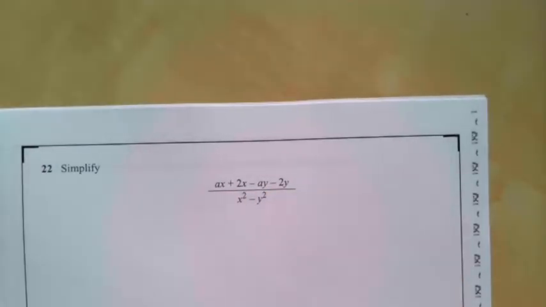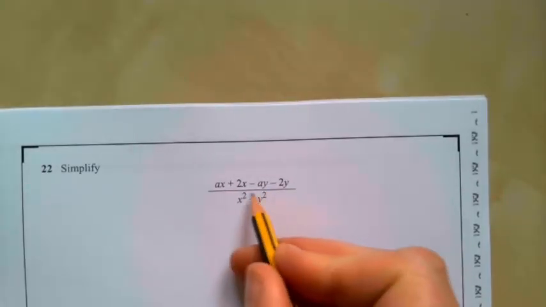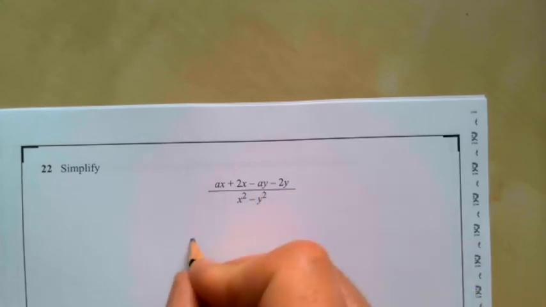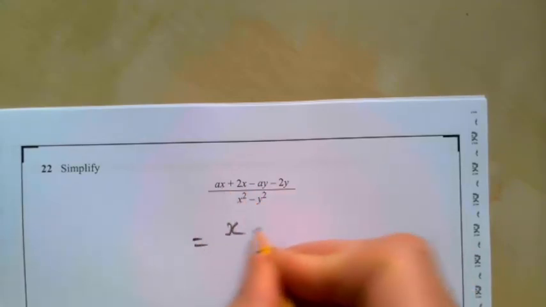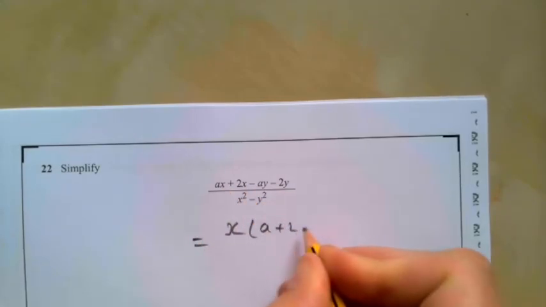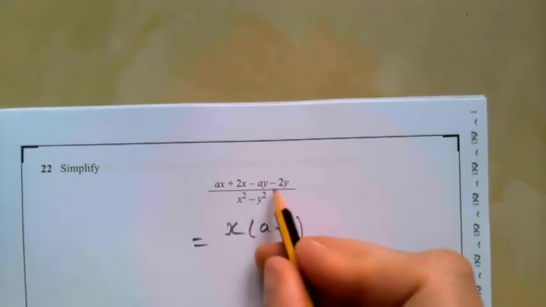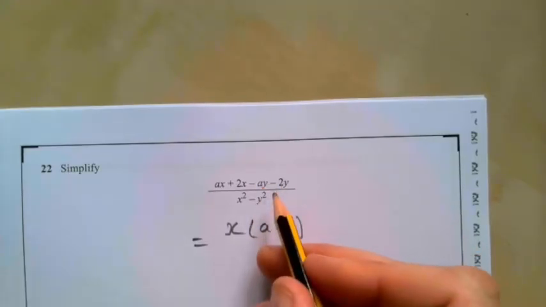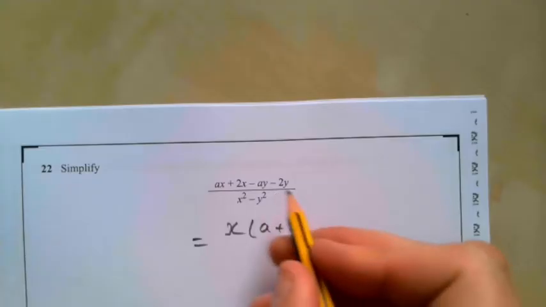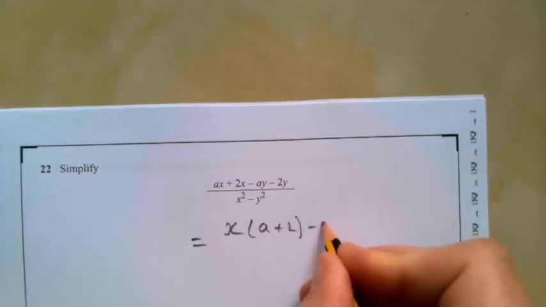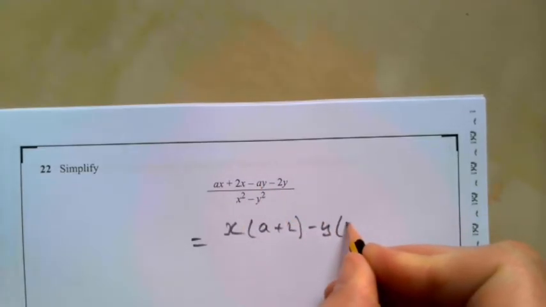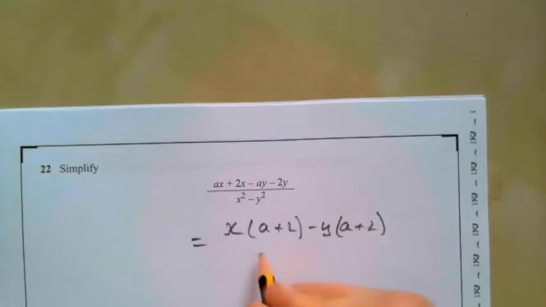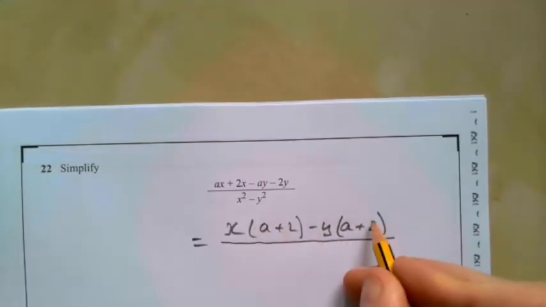Simplify this. I guess we're looking to factorize here, and that's what we'll work through. So there's a common x, a plus 2, and then you need to be careful here because there's going to be an a plus 2, I think, that comes out here as well. But you need to take it as a minus, so minus y, a plus 2. I guess it's just a bit of practice that I can see that the a plus 2 will come out of that.